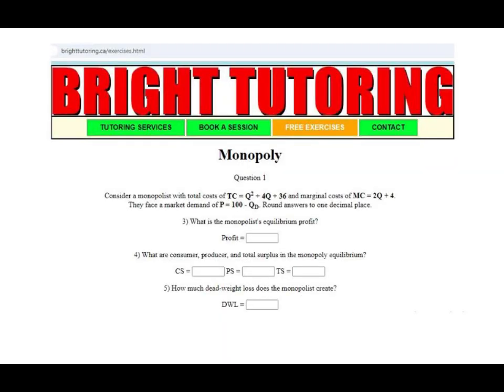Here we have a sample question, care of brighttutoring.ca. It's the kind of question you'd expect to see on a test in a first-year microeconomics class. Let's work through it together.